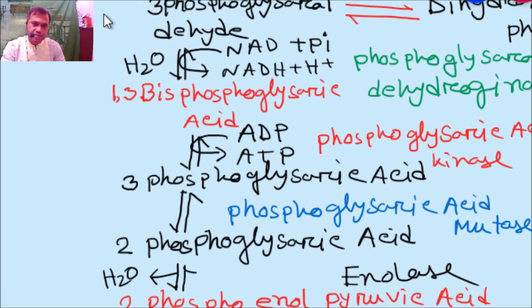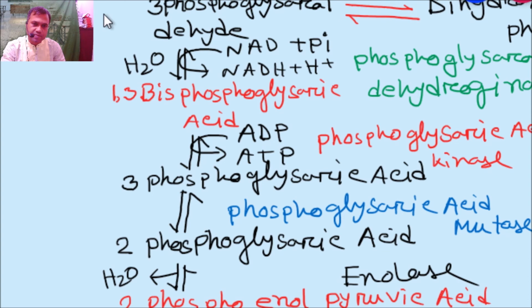So in the glycolysis process, two molecules of NADH plus are produced. In reaction number 5, two molecules of water are released. In reaction number 6, two molecules of ATP are produced. So reactions 5 to 9 occur twice.